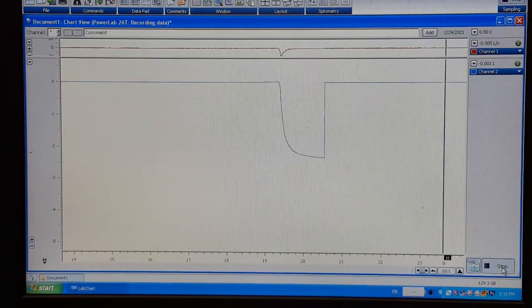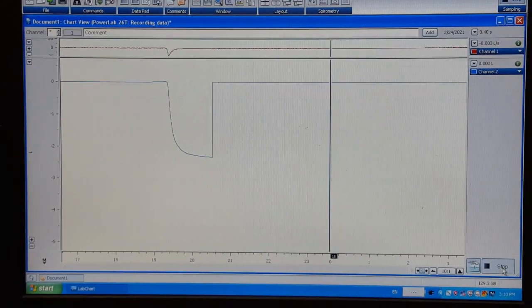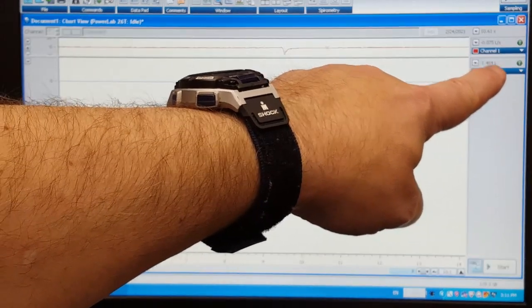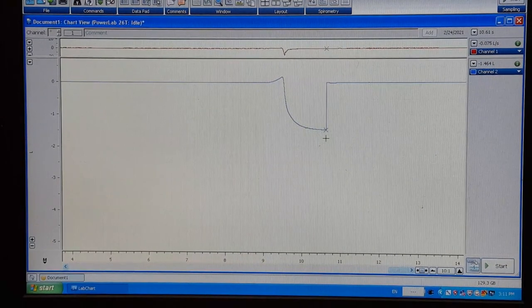Let's try this one again. So I start it running. Inhale normally. Exhale normally. And 1,459 milliliters, or 1,464 milliliters, I guess it is right there. So about 1.5 liters, I don't know if you can read it there, not that it matters, you're not collecting the data, an expiratory reserve volume.